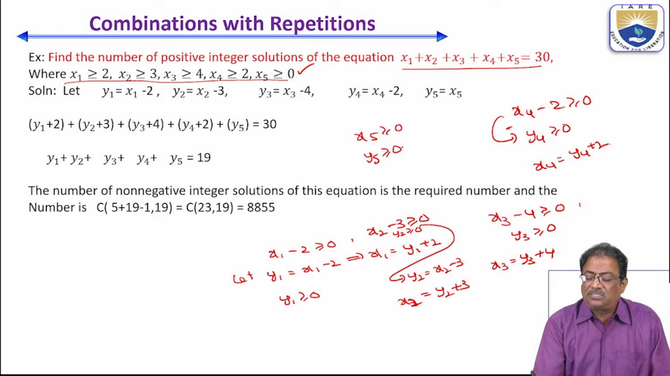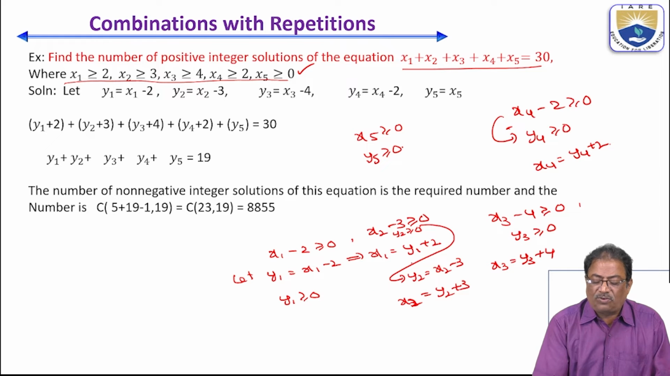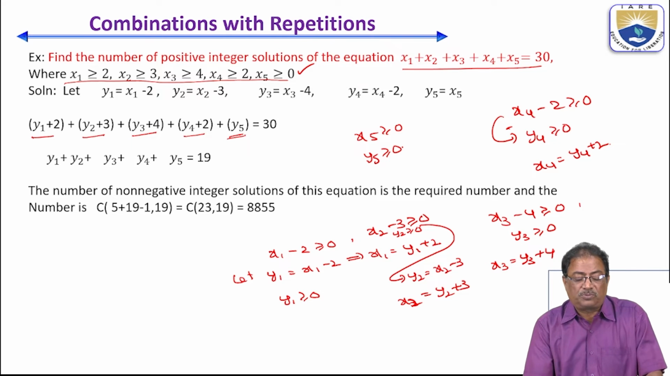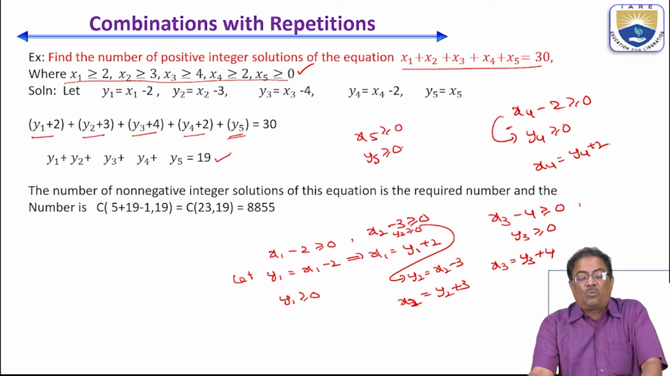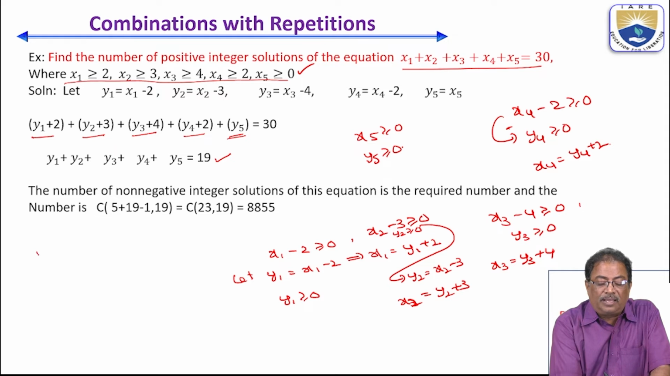So we just substituted all the values. x1 is y1 plus 2. This is x2, this is x3, this is x4, and this is x5. Subsequently, if you substitute, then we get another equation: y1 plus y2 plus y3 plus y4 plus y5 is equal to 19. So here n is equal to 5 and r is equal to 19.